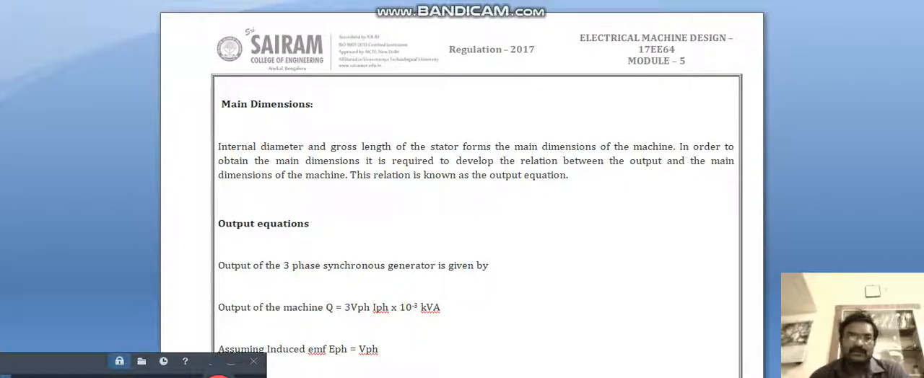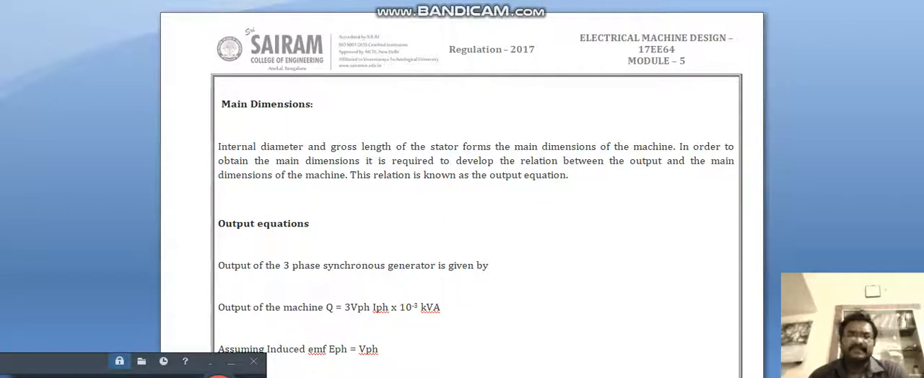If the rotating magnetic field generated in the stator is at 1500 rpm, the rotor also rotates at the same 1500 rpm. So both the rotor and stator are synchronized. That's why these machines are called synchronous machines.